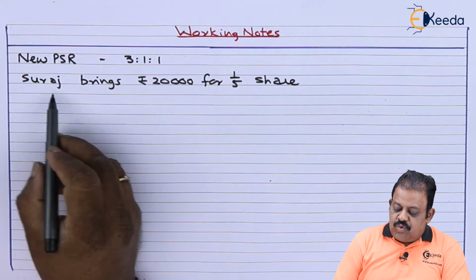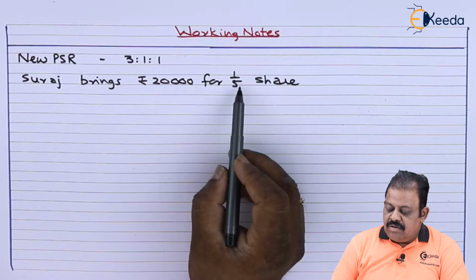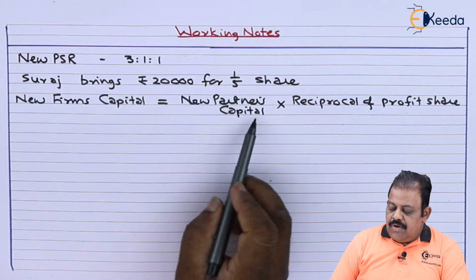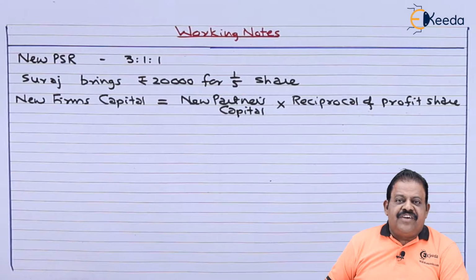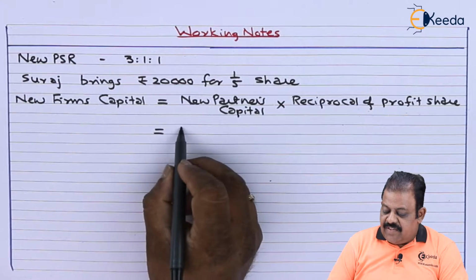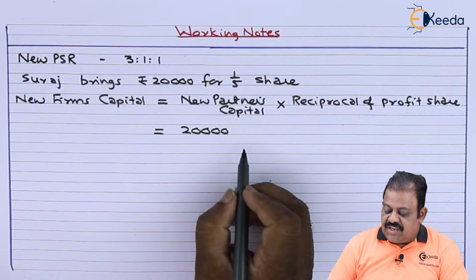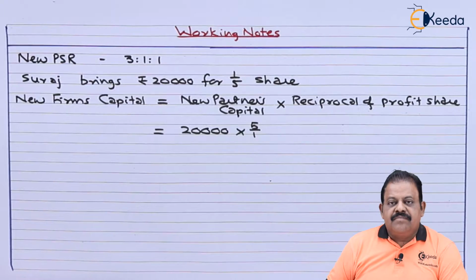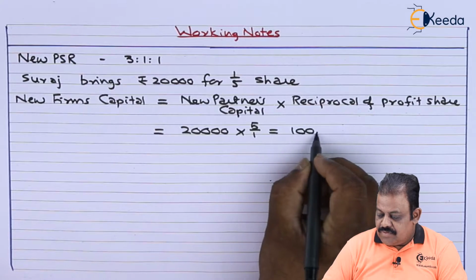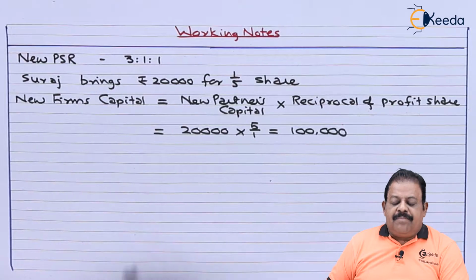New partner Suraj brings rupees 20,000 for 1/5 share. New partner's capital is multiplied by the reciprocal of his profit share. So Suraj brings 20,000 for 1/5 share. Reciprocal will be 5/1. So the whole firm's capital is rupees 1 lakh.